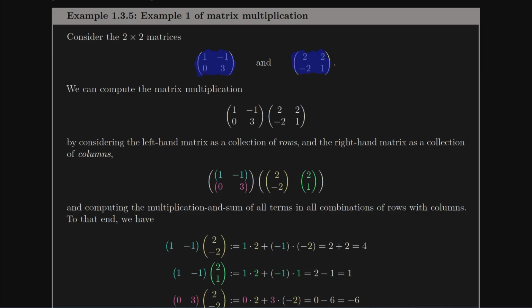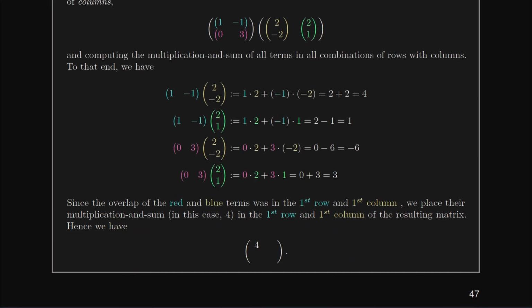And if I want to compute the matrix multiplication of these two matrices, what I'm going to do is turn everything on the left into rows and everything on the right into columns, and then I'm going to consider all possible combinations of rows and columns. So let's just consider the first combination of the first row against the first column, and I've drawn that below here as 1, -1 against 2, -2.